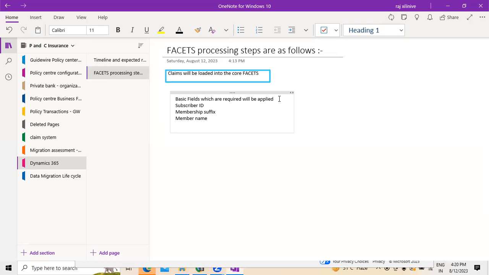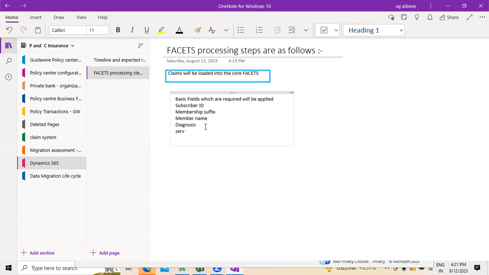At the same time, whatever treatment the provider has given, prior to that some diagnosis will be made for a particular patient. This is where the diagnosis comes into the picture. So subscriber ID, membership suffix followed by the name. At the same time, whatever diagnosis was made for a particular patient will be updated in the diagnosis. This is what we call diagnosis transfer.